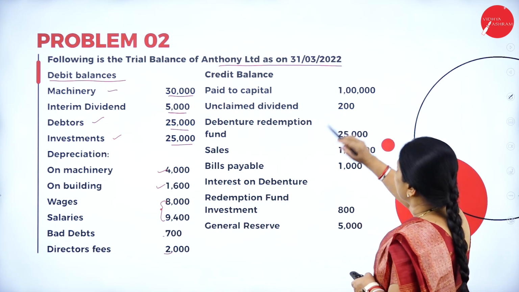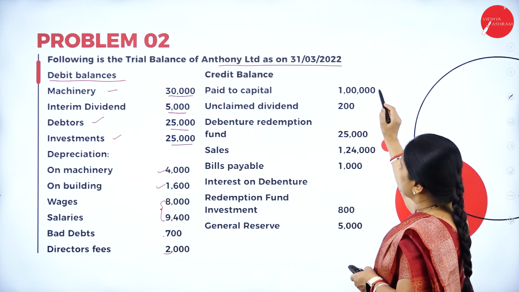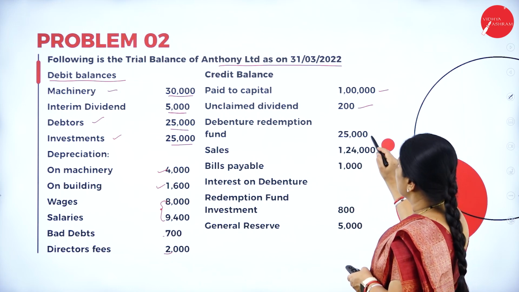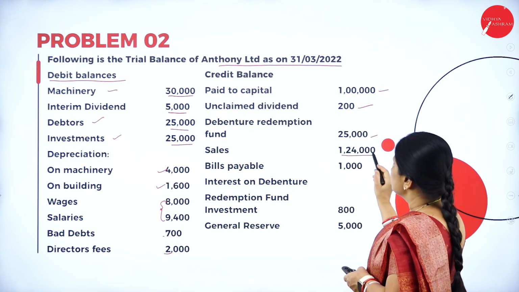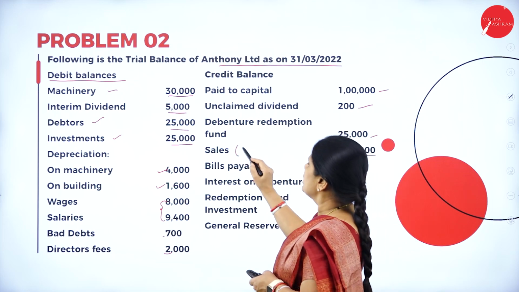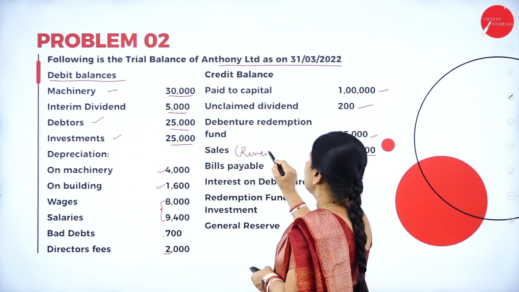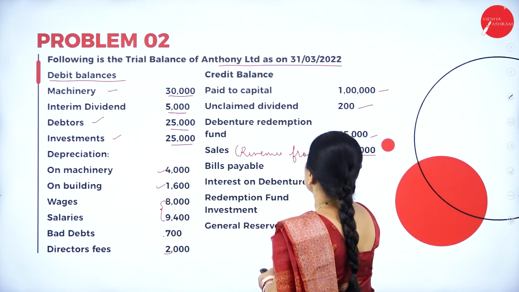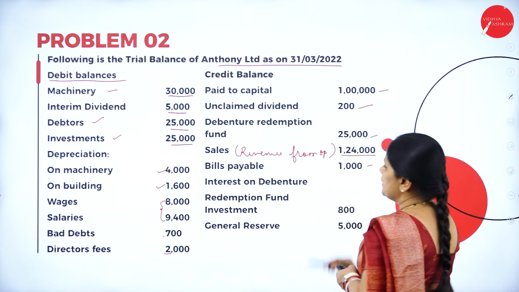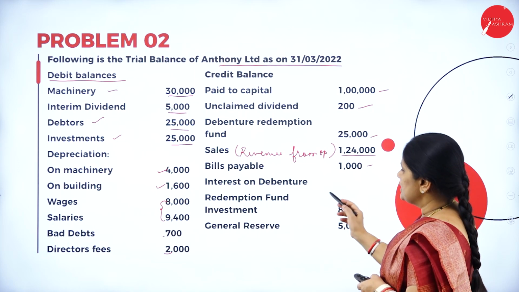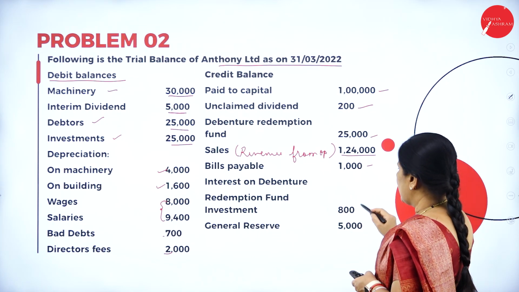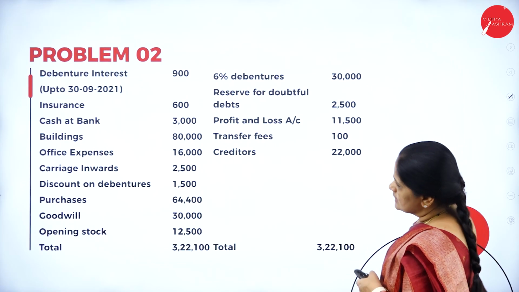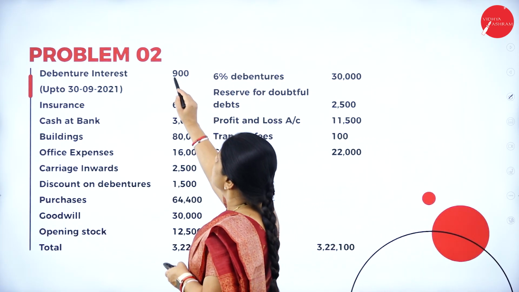Now under the credit balances, we have paid up capital 1 lakh, unclaimed dividend 200, debenture redemption fund 25,000, sales value is 1,24,000. This is nothing but revenue from operations. Revenue from operations is 1,24,000, bills payable 1,000, interest on debenture redemption fund. So we have this 800 rupees, general reserve 5,000. Next, debenture interest. This is 900.